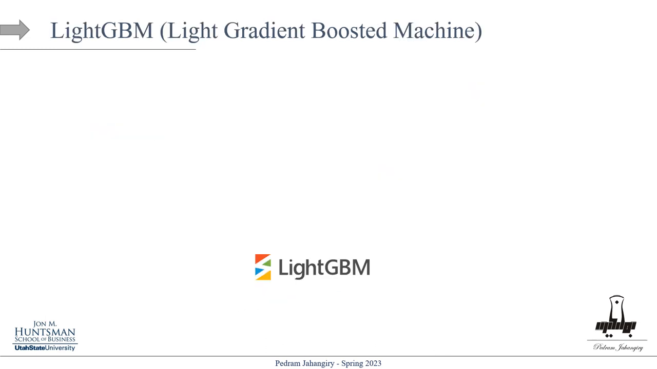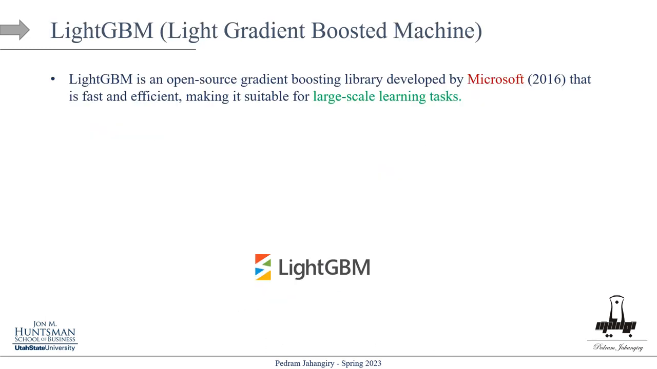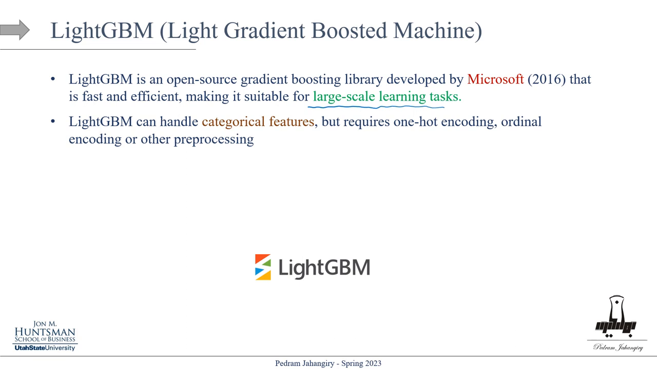Okay, our next boosting algorithm is LightGBM. LightGBM, again, is another open source gradient boosting library. It was developed by Microsoft back in 2016. It is fast and efficient, and it's specifically used for large-scale learning tasks. So this is what makes it powerful. On top of that, it can handle categorical features better than XGBoost, but it still requires some one-hot encoding, ordinal encoding, or other pre-processing of the data.